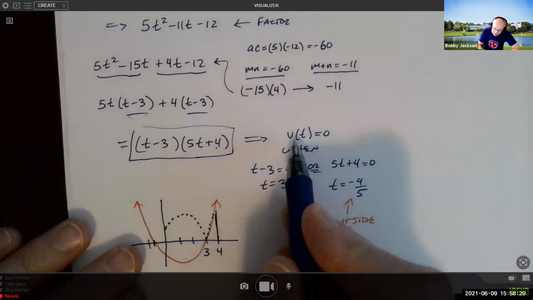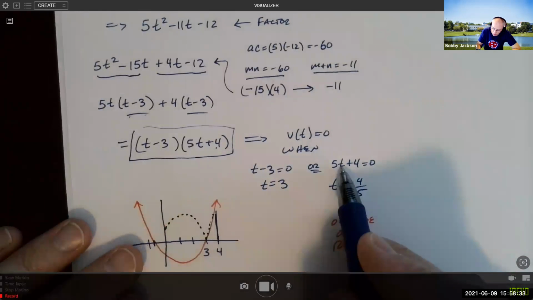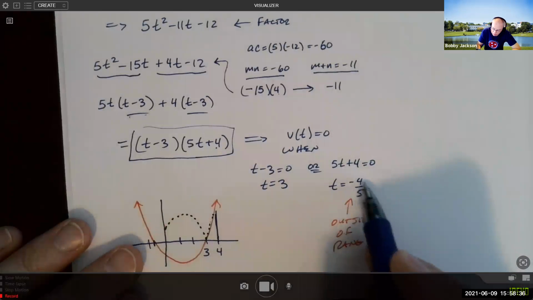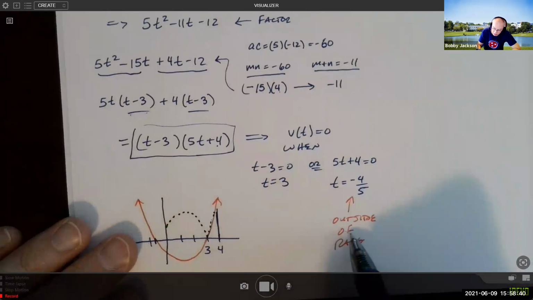So now we know the velocity is 0 when what? Either one of these factors is 0. So when t is 3, or subtracting 4 and dividing by 5, negative 4/5. Now this is outside our time interval because remember the time was from 0 to 4 seconds.